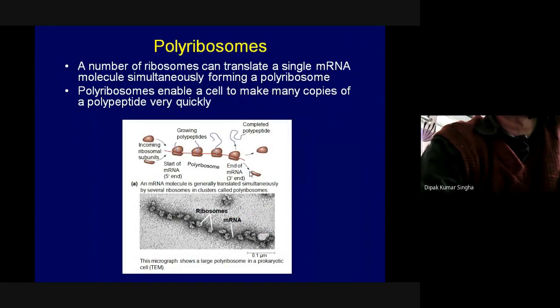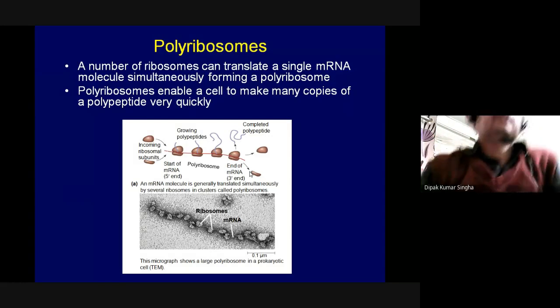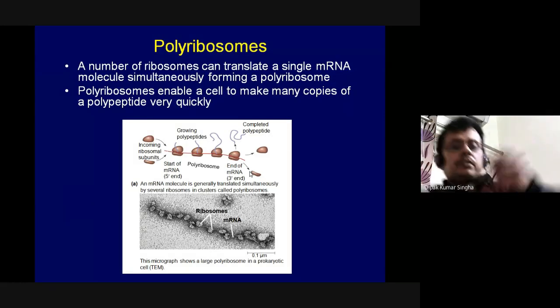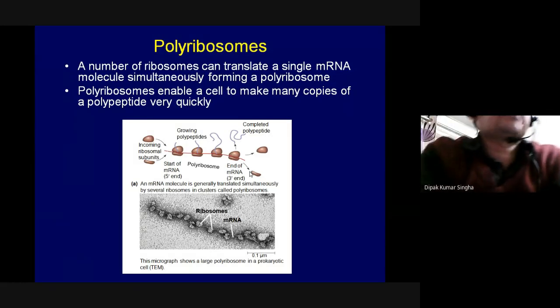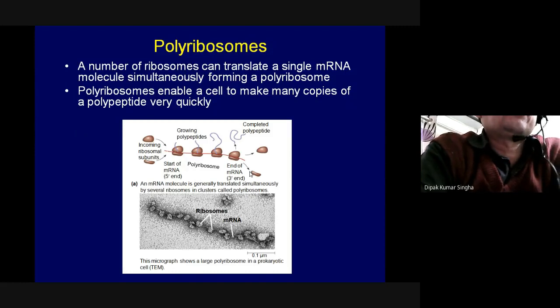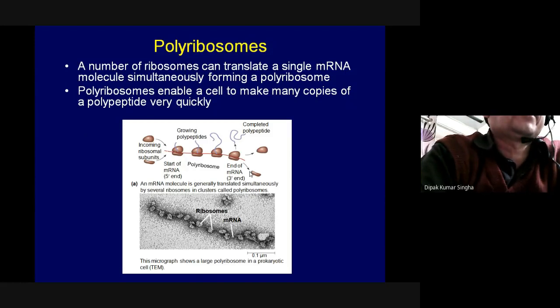Polyribosomes. A number of ribosomes can translate a single mRNA molecule simultaneously, forming polyribosomes. That means not a single ribosome, but protein synthesis occurs simultaneously in different ribosomes, and thus polyribosomes enable the cell to make many copies of the polypeptide very quickly. So this is called polyribosomes.